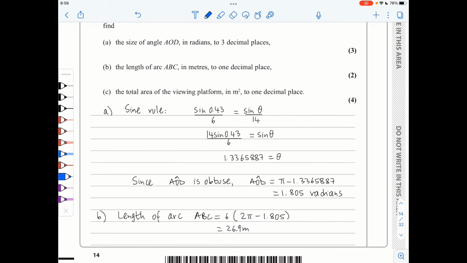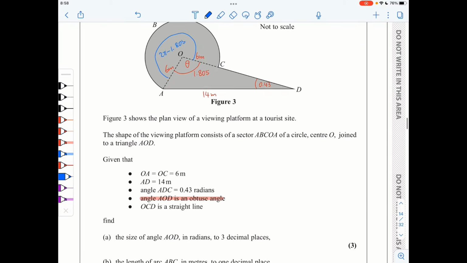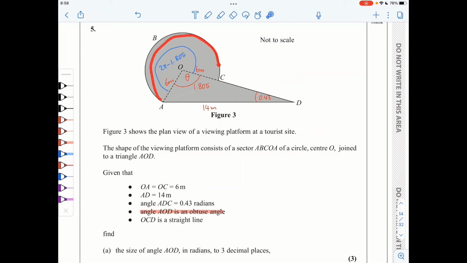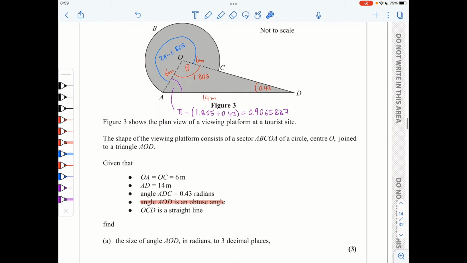And then for part C, we need to find the total area of the viewing platform, where we've got here the sector, and then it's the triangle. So I will actually find the angle here by doing pi minus the 1.805 and the 0.43. This is giving an answer of 0.9065887, because my intention is to use the half AB sine C formula with the 6 meters and the 14 meters. I will also find the area of the sector. I know the formula, it's a half r squared theta, so I'll start with that one.